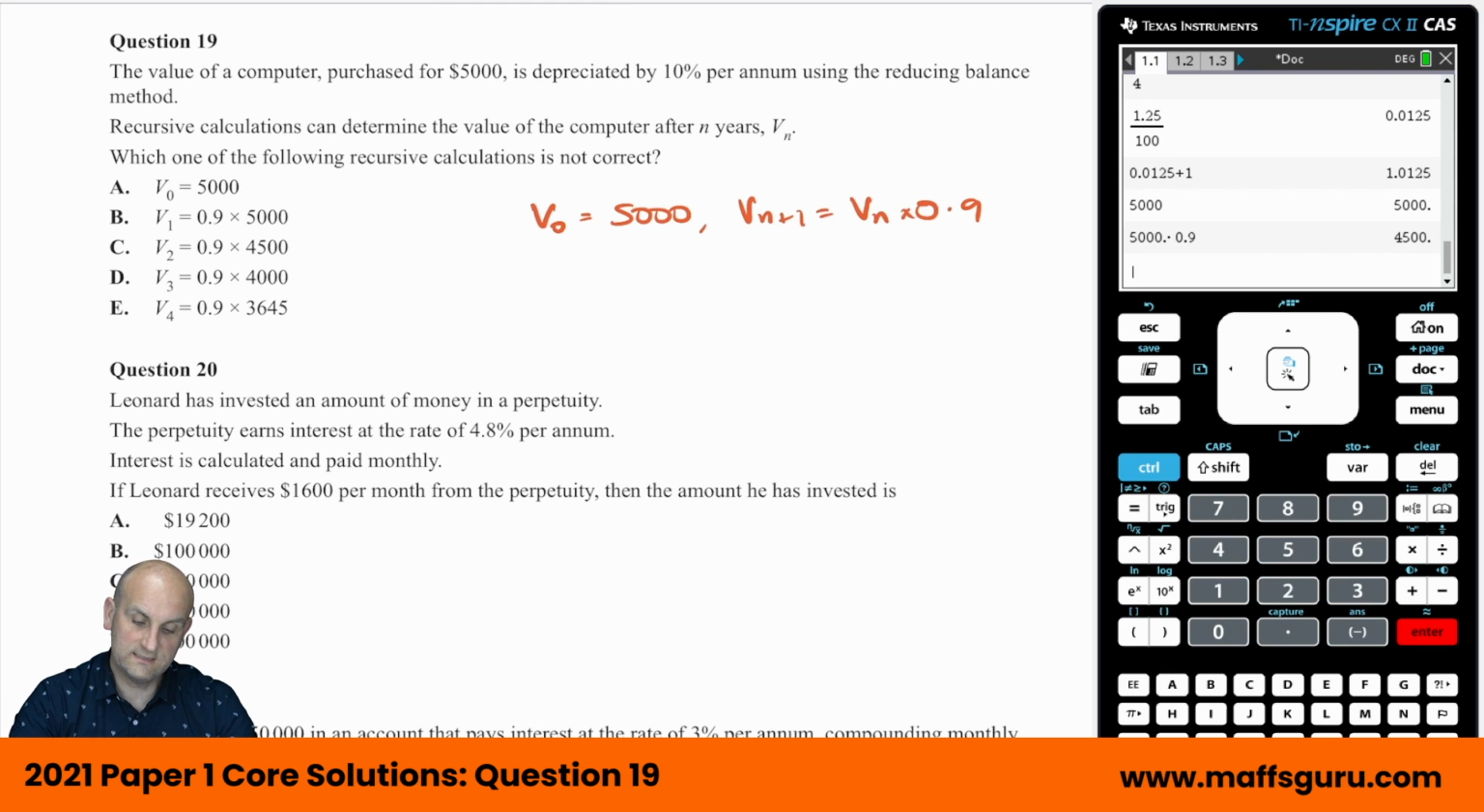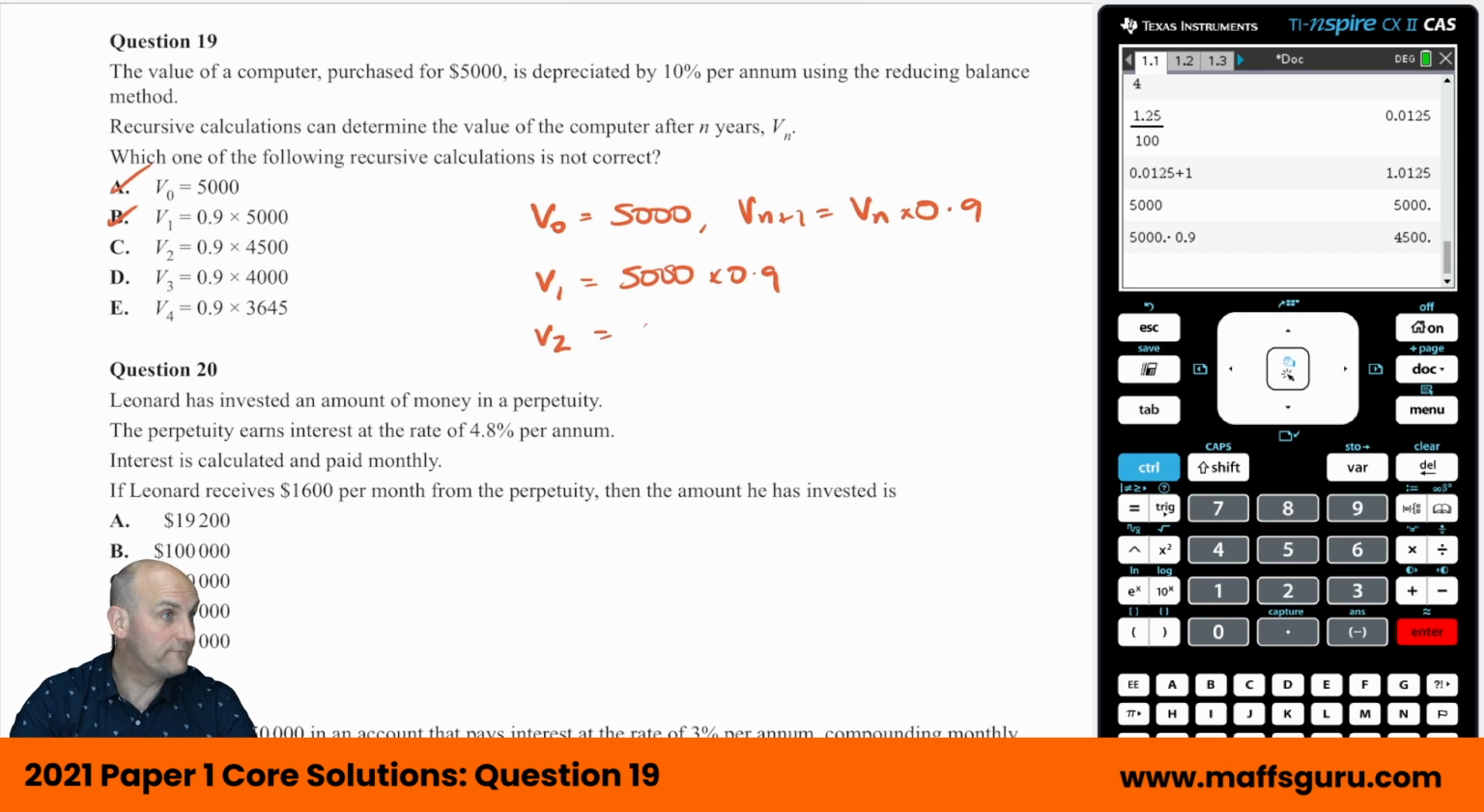Hit the first one. So in which case V1 would be 5,000 times 0.9. So V0 is definitely 5,000, that's right. Again, they're looking for the one which isn't correct. V1 is 0.9 times 5,000. Yep, because that's what that is on there.